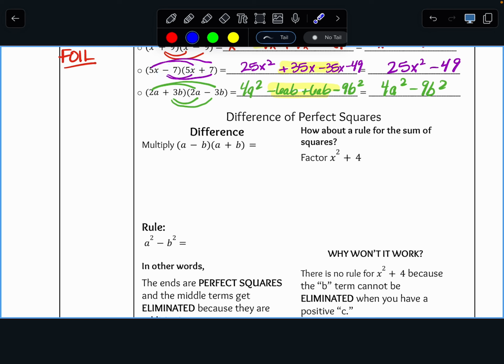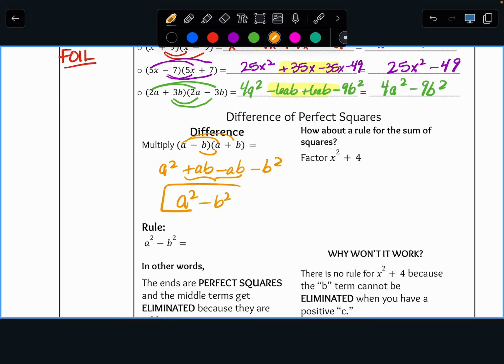So when we multiply this out, that's a squared plus ab, but then it's minus ab minus b squared. These cancel so that I get a squared minus b squared as our final thing. That's how we multiply.